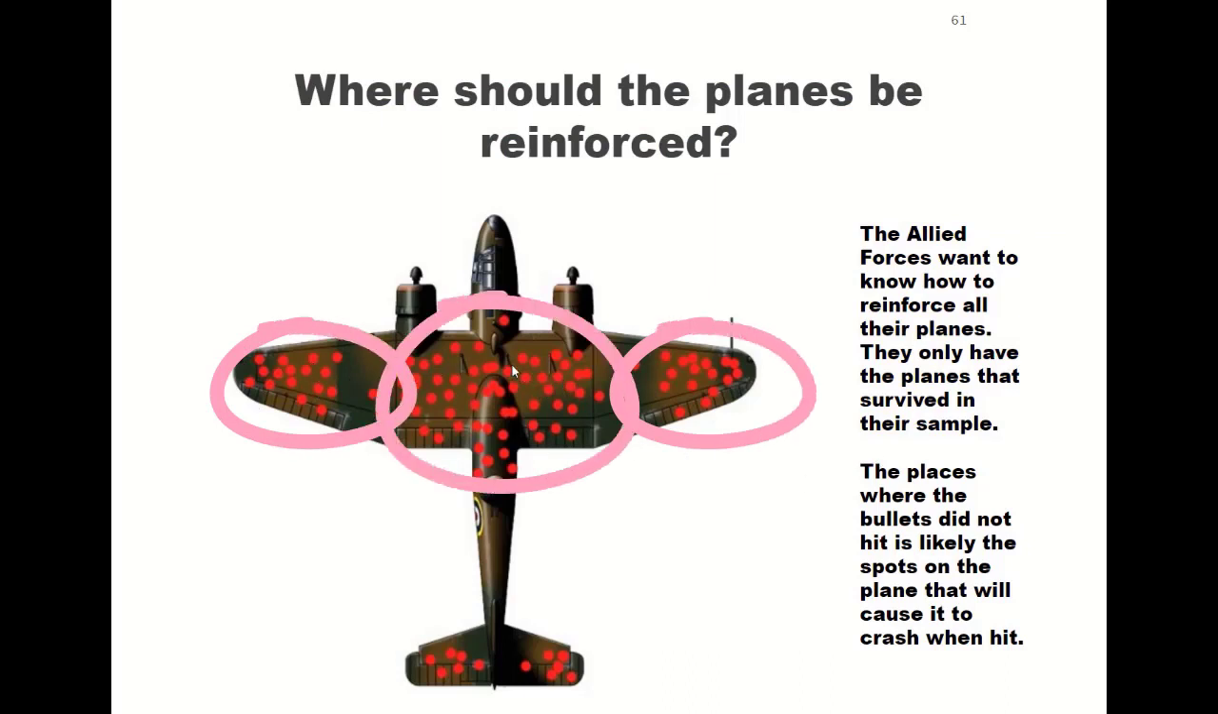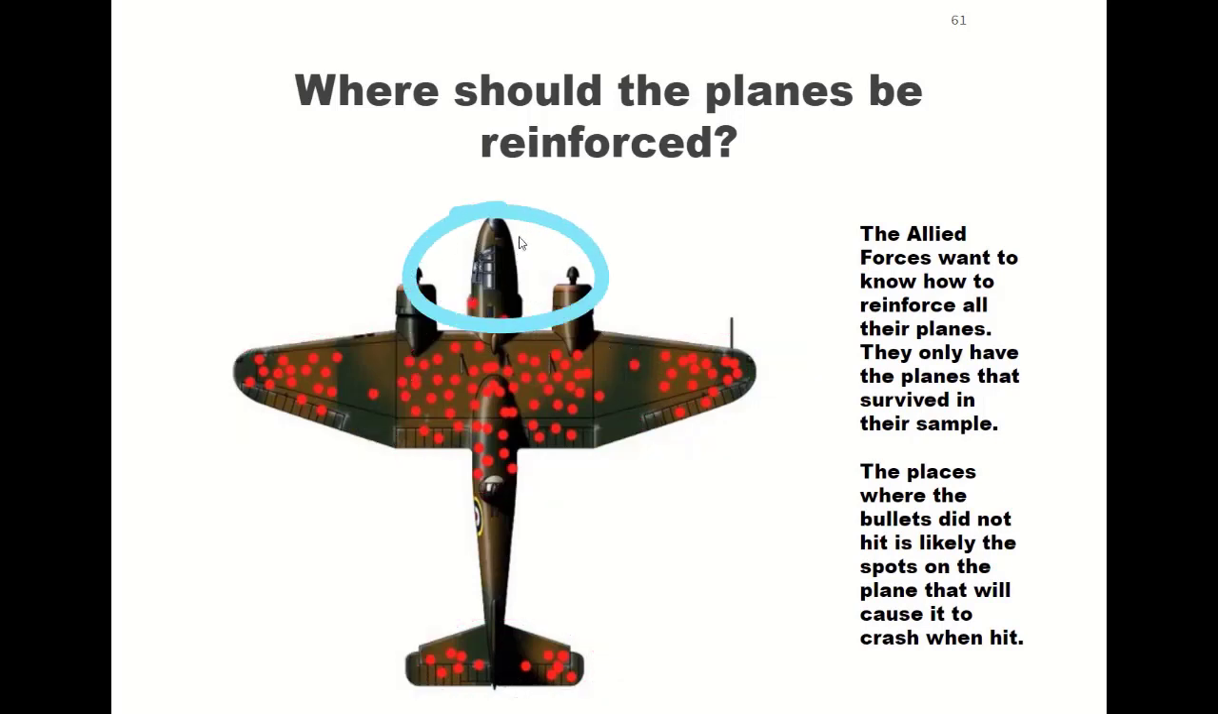They were right here in the center of the planes and right here on the tail, meaning that something about these areas being hit still allowed the plane to come back to the base. But if you look at this, well, what's in here? This is where the pilot sits. So if there's too much fire here where the pilot sits, that might hurt the pilot or kill the pilot, and then the plane will crash.